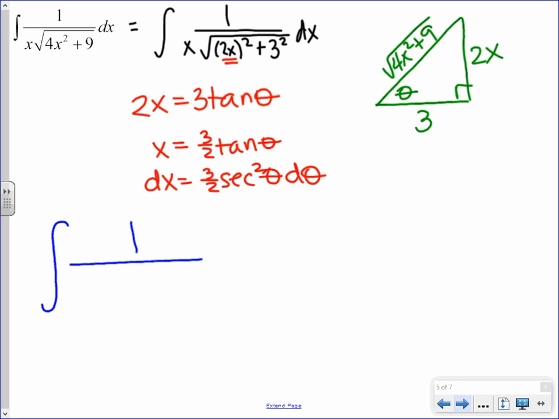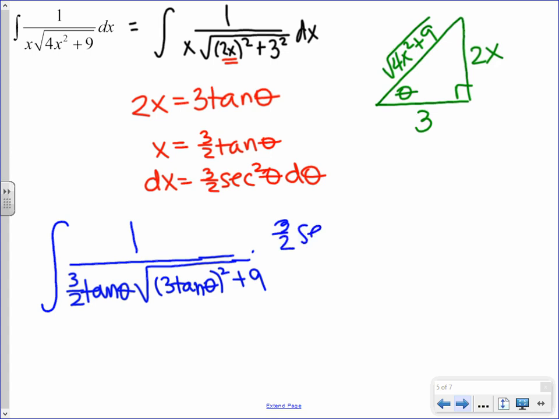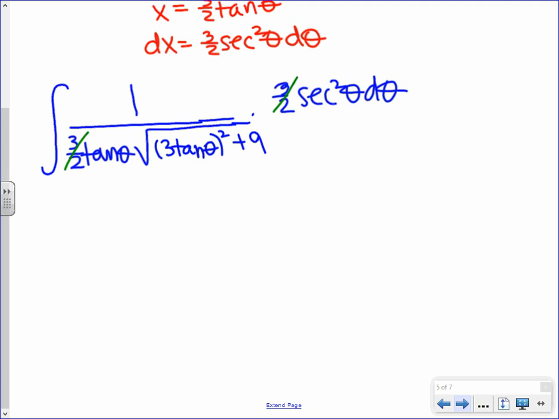We are going to replace x with 3 halves tangent theta. And then this is times the square root of 2x, the quantity squared, which is really 3 tangent theta squared, plus 9. And then dx is 3 halves secant squared theta d theta. The 3 halves cancel. Yay. Okay, so we have secant squared theta d theta over tangent theta.